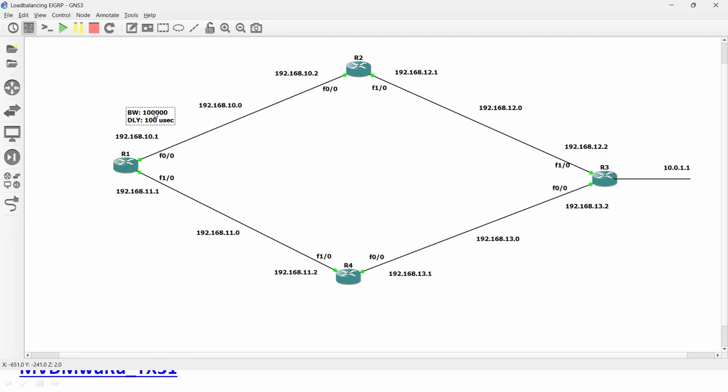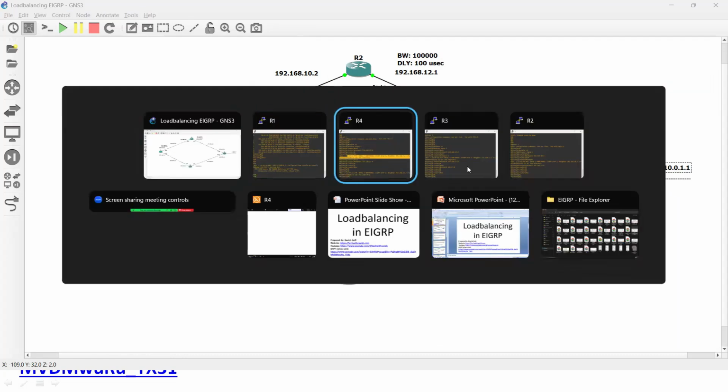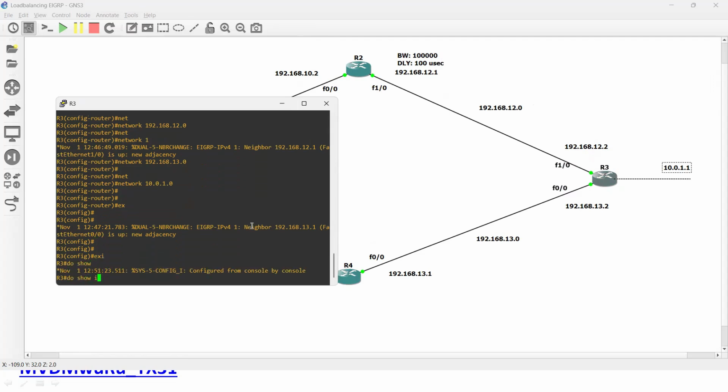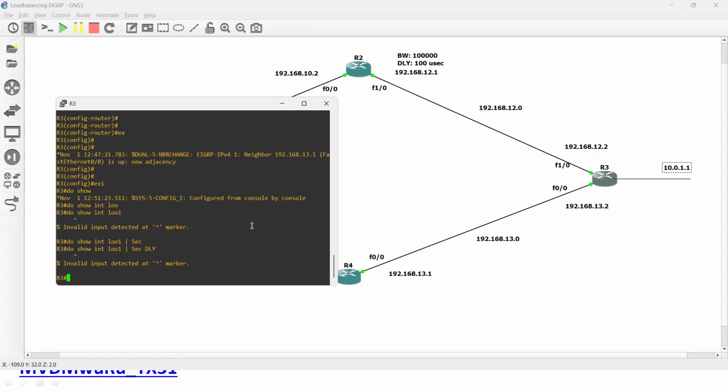In the same way, because this is also a fast Ethernet port, the delay and bandwidth will be the same. But in router number three, it will be different because this is a loopback interface. So let's observe that. Go to router number three. Do show interface loopback one | section DLY. Oh, sorry. Show interface loopback one.